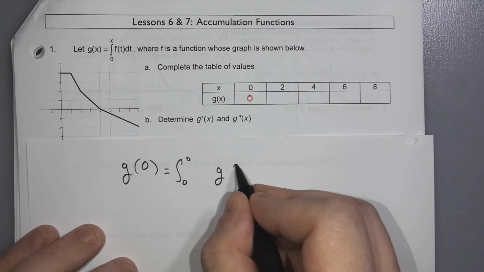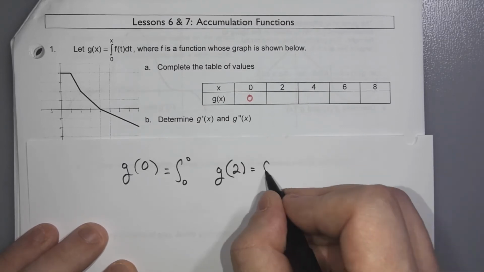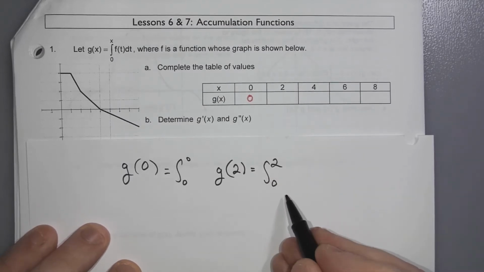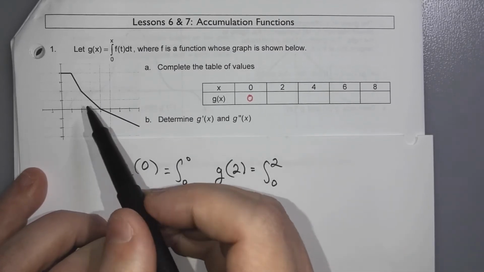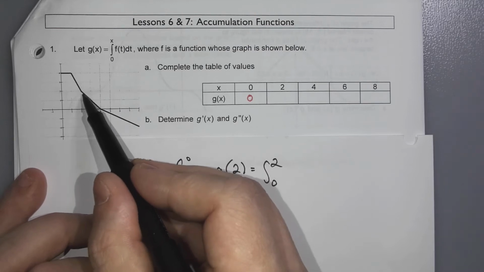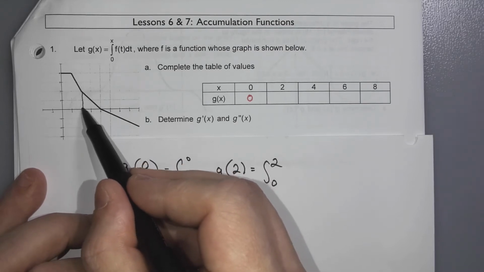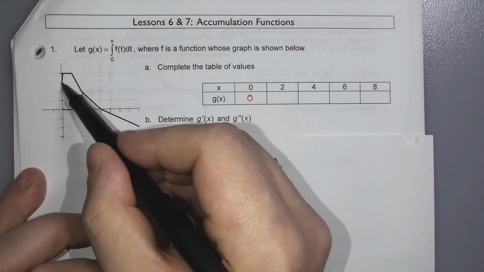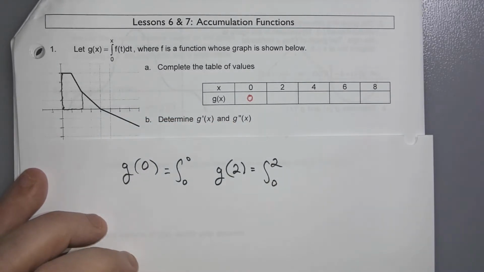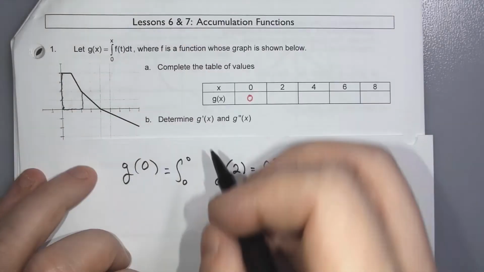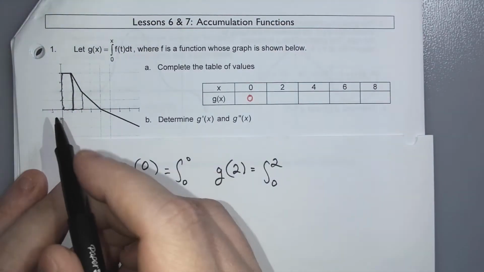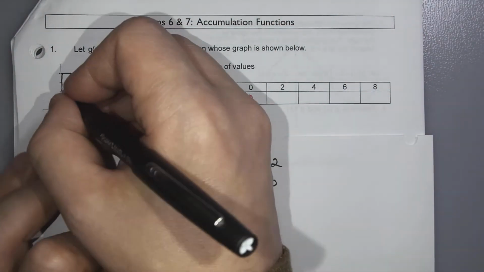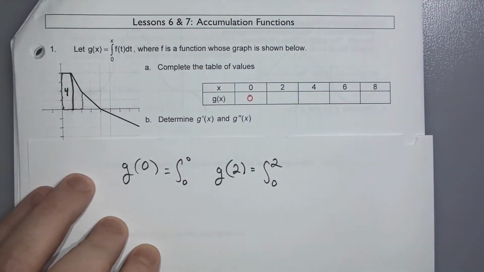So g of 2 is going to be an integral from 0 to 2 of our function. If I go up to our picture, from 0 to 2 means I am looking from here to here, and I need to find the area under the curve, because that's what an integral is referring to. How I like to do these is to subdivide them into their separate areas. I'm going to first cut down there at 1, and notice that I have 1, 2, 3, 4 blocks. So I'll call this 4.